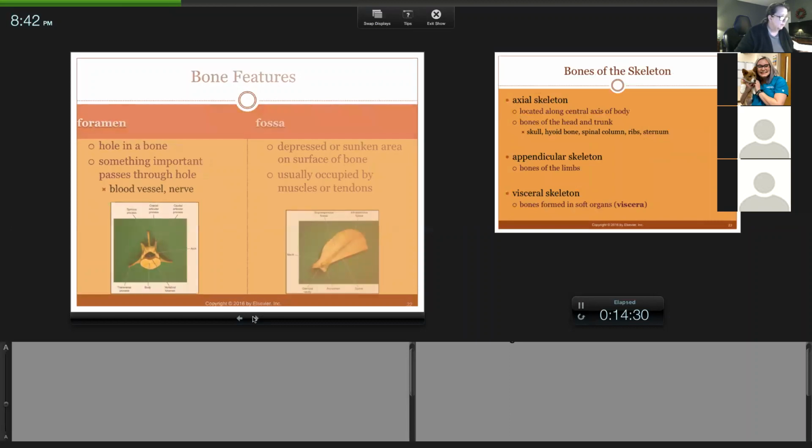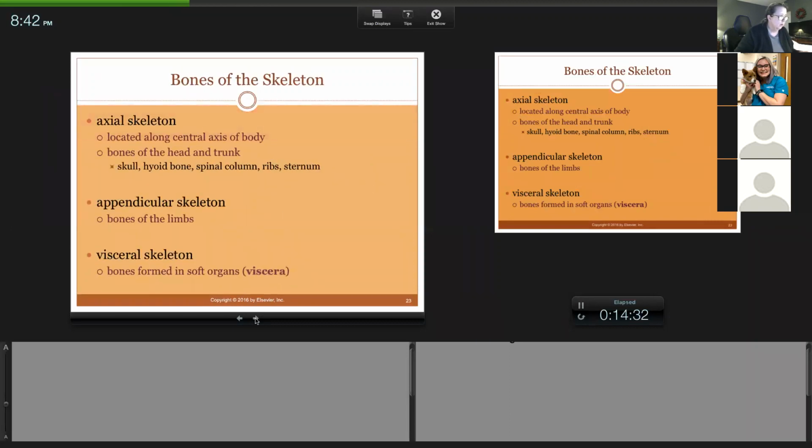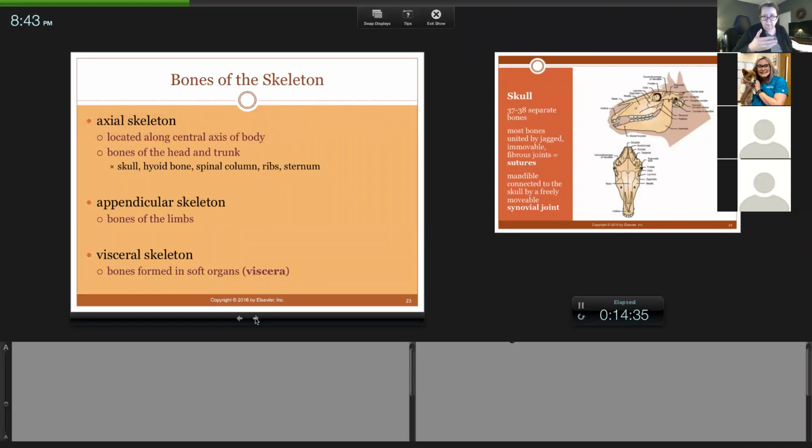Oh, and then knowing the difference, what's found in the axial skeleton and what's found in the appendicular. But basically the appendicular is any bones of the forelimb or the hind limb. The axial skeleton is the head, vertebrae, the ribs. So the appendages hang off, that's appendicular, and then you have axial.